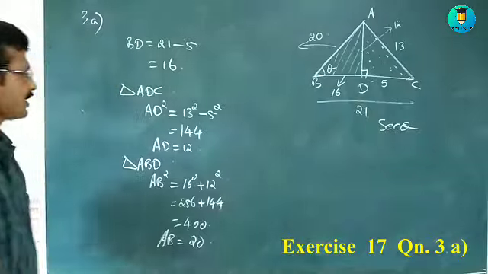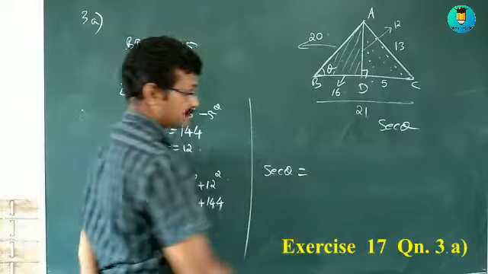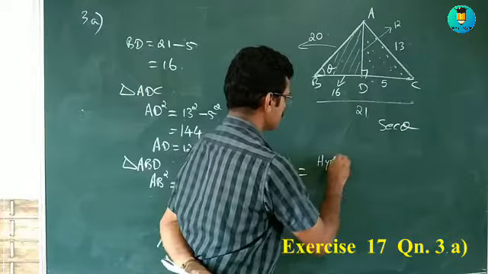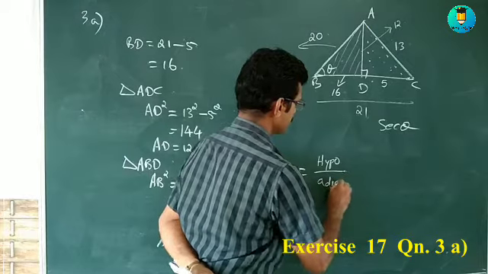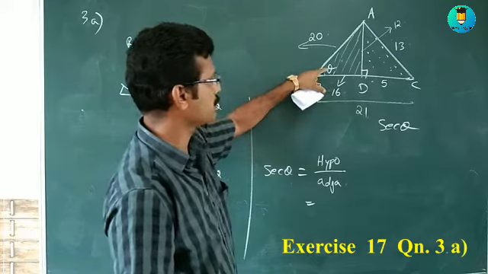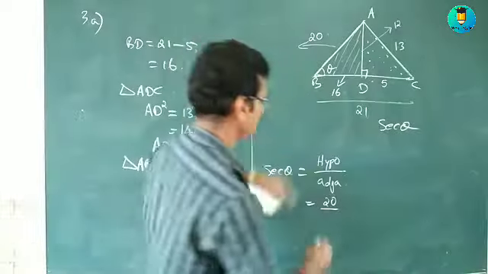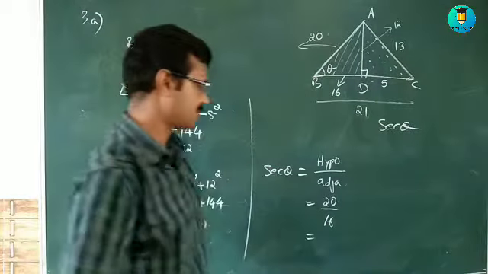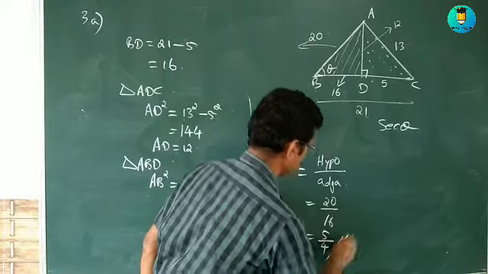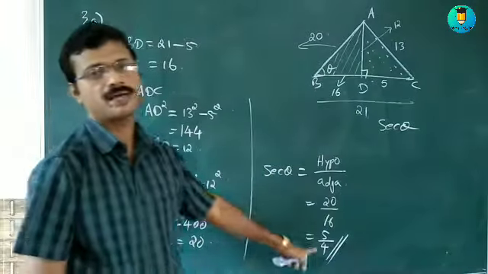AB is 20. Now we can find sec theta. Sec theta is the reciprocal of cos, that means it will be hypotenuse by adjacent with respect to theta. Hypotenuse is 20, adjacent side is 16. If I divide by 4, 5 by 4 is the required ratio. That is, sec theta is equal to 5 by 4.